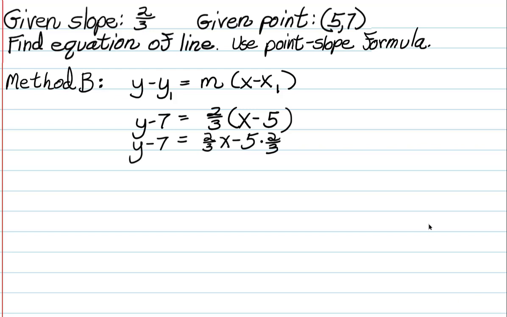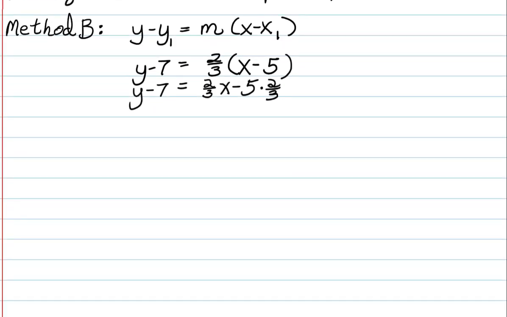This is what people find difficult. Oh my gosh, I'm going to have to multiply a whole number by a fraction. I don't know what to do. Well, I'm going to do this by hand, and then I'm going to do it on the calculator so that you can take your choice. y minus 7 equals 2/3 x minus 5 over 1 times 2 over 3.